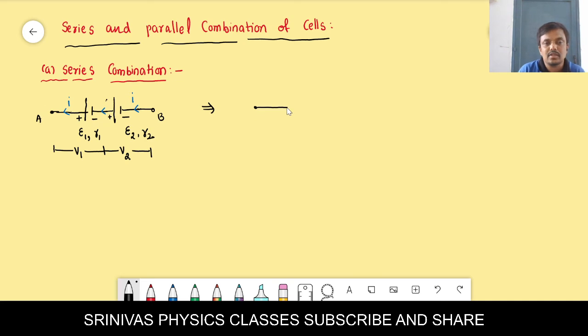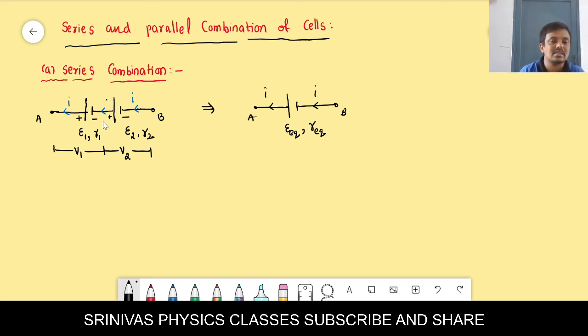And now, if these two cells act as one cell, then its effective EMF we can consider as E equivalent. E equivalent means effective EMF, total EMF, and R equivalent is the total internal resistance. These two cells act as one cell, then their total EMF is E equivalent and total internal resistance is R equivalent. And here the current passing is I. So what I want to find out is the effective EMF, the equivalent EMF in series combination.